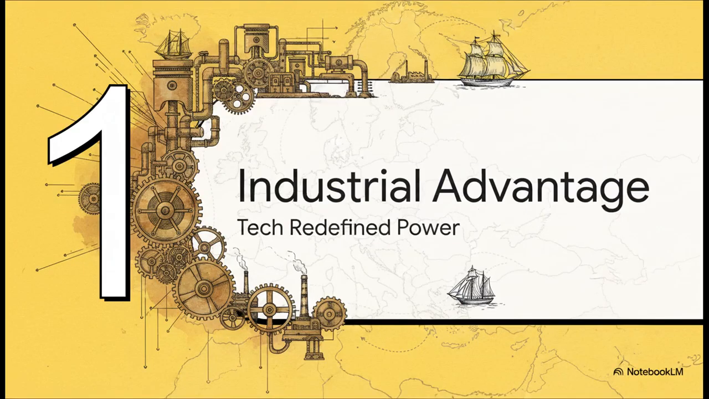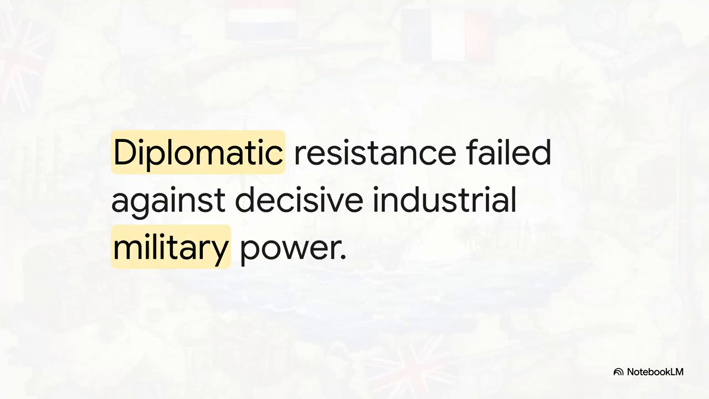Section 1. The Industrial Advantage. How technology redefined power. So, the big takeaway right off the bat is that the common thread across the entire Asian imperial landscape was this undeniable military gap. I mean, whether we're talking about British forces moving through India, French conquests over in Indochina, Russian expansion pushing across Central Asia, or even China being forced into those humiliating, unequal treaties that stripped them of their sovereignty over their own ports. Traditional defenses just could not compete with steam and steel.